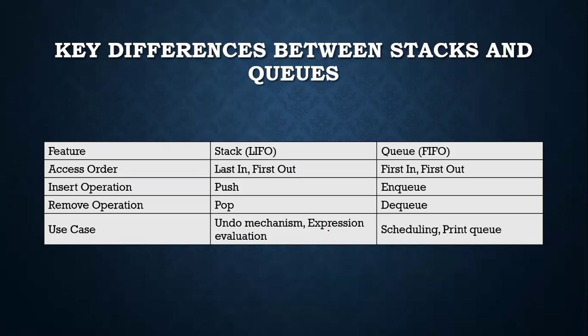And then the use case for a stack is basically an undo mechanism or expression evaluation, whereas a queue is used for scheduling, right, or a print queue. So things to do with schedules, where you follow the order of operation, where somebody who comes in first is the first one to be served, right? First come, first served is the same thing as first in, first out. So that's the queue operation.